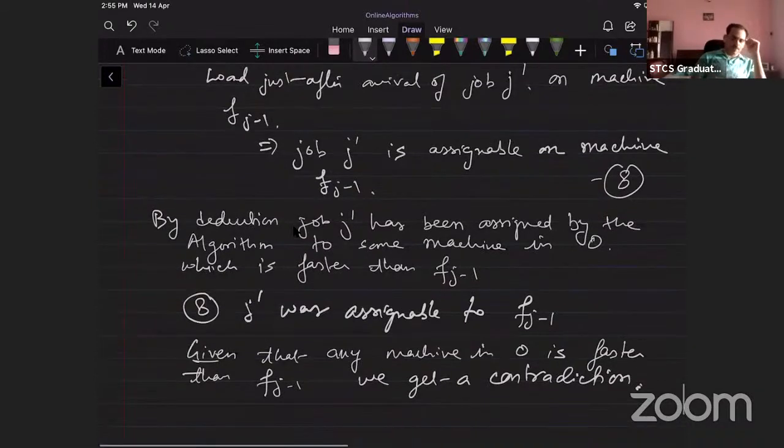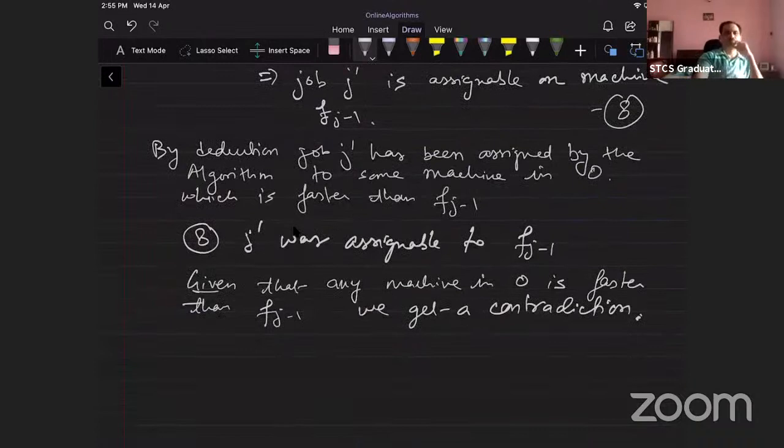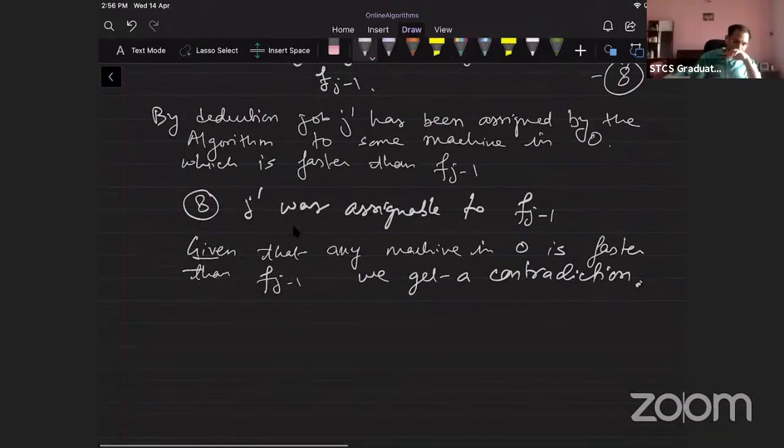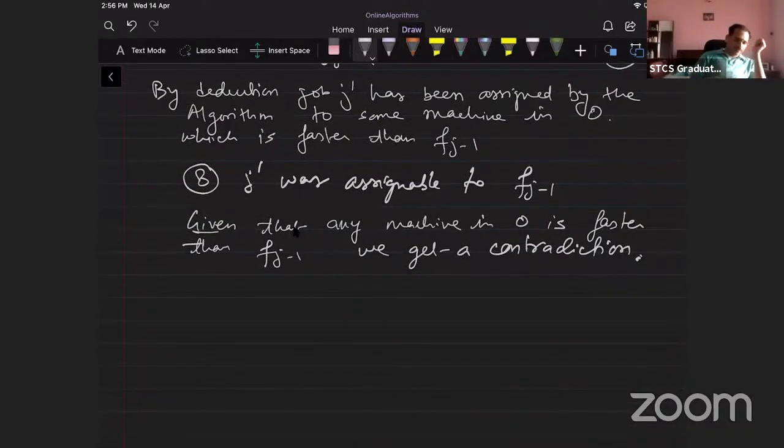Arge, is this clear? Comfortable? Ranshu? Hari? Yes. Everyone on board? Yes. Okay, very good. Any comments?